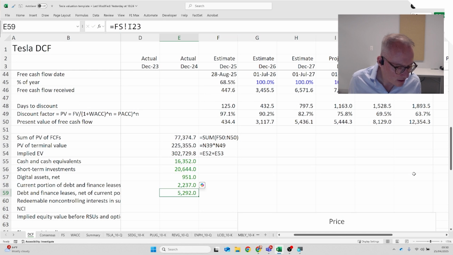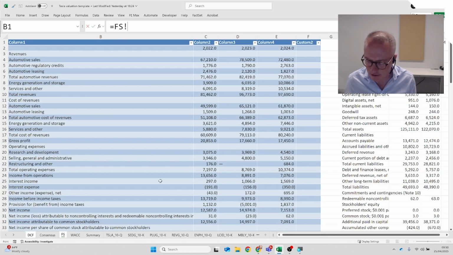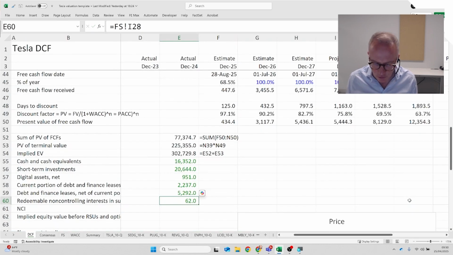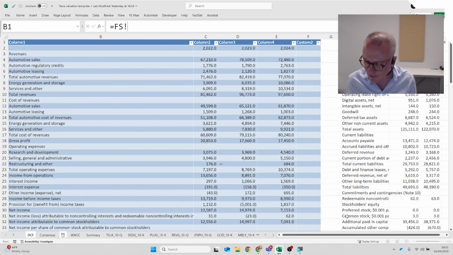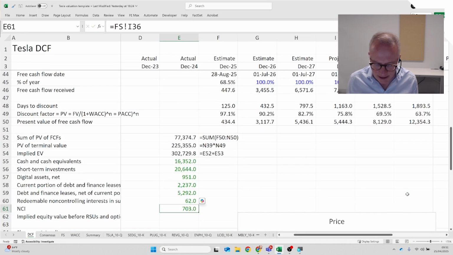And once I've got the long-term portion, I've also got some redeemable non-controlling interest. This is where they've got to buy out the minority interest. So I'll go to the redeemable non-controlling interest, 62 million. And they also have regular non-controlling interest, which is just a minority stake in one of the subsidiaries. That's why I'm removing that. And then I've got my equity value.